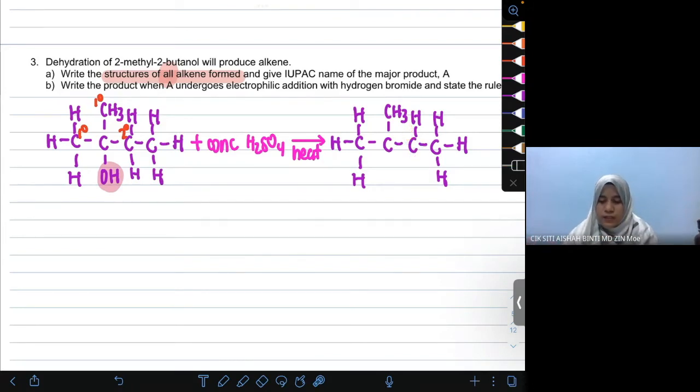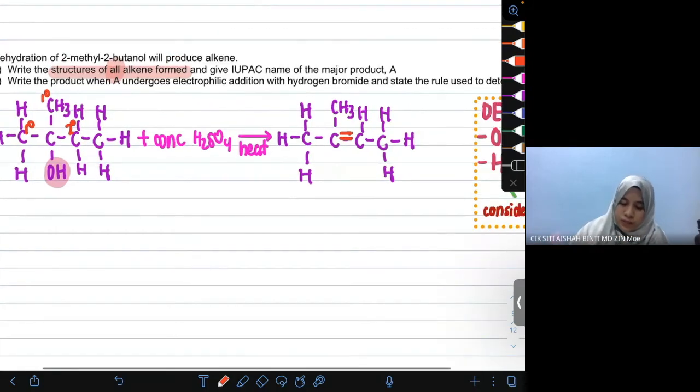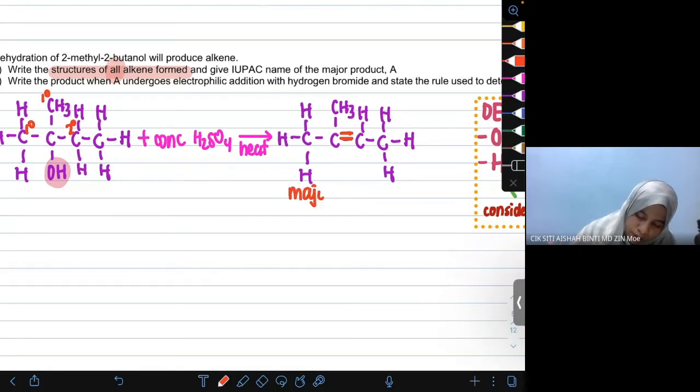Okay, so sekarang ni kalau kita tengok, our carbon only has 1, 2, 3 bonds. Sebenarnya dekat sini it will form our double bond. So this will be the double bond. Okay, so this is our major product. So label lah major product.